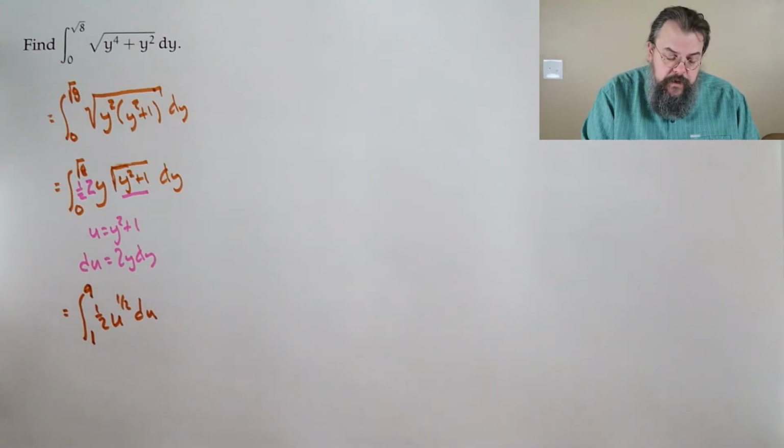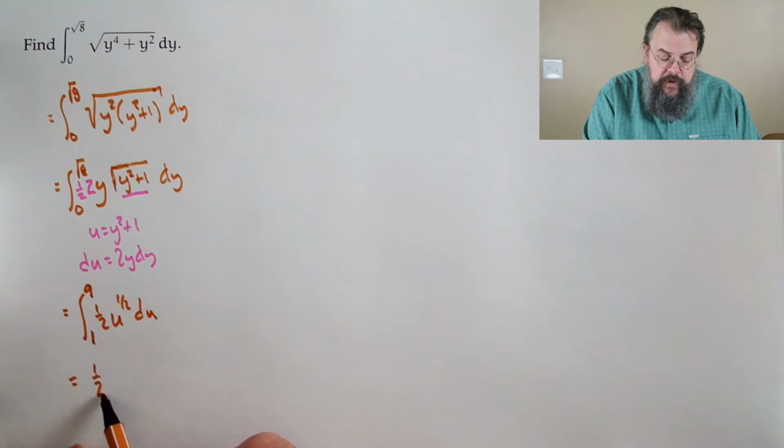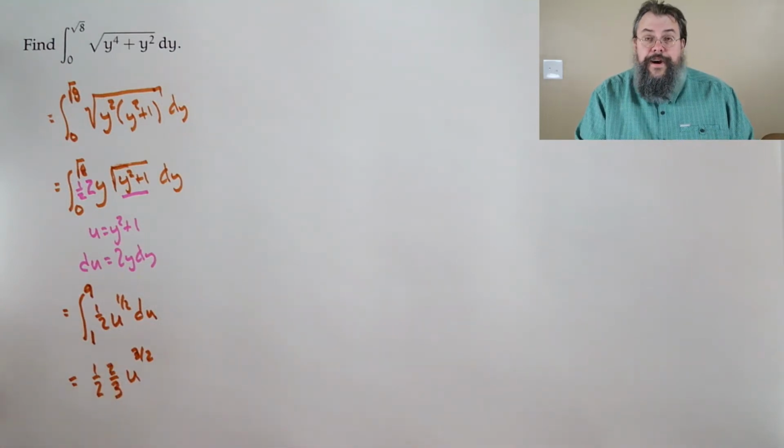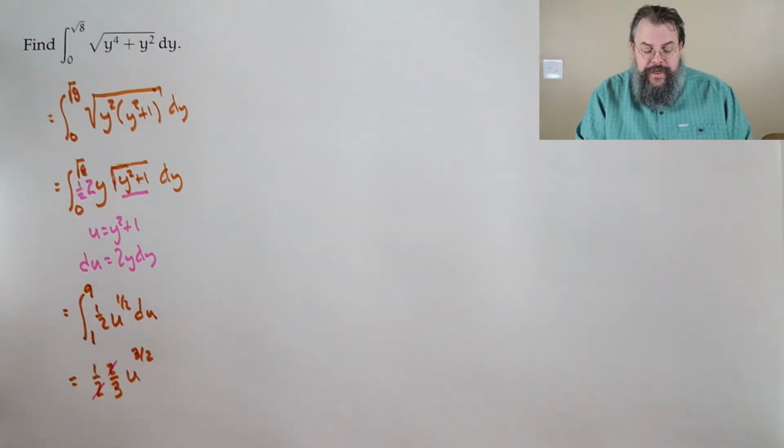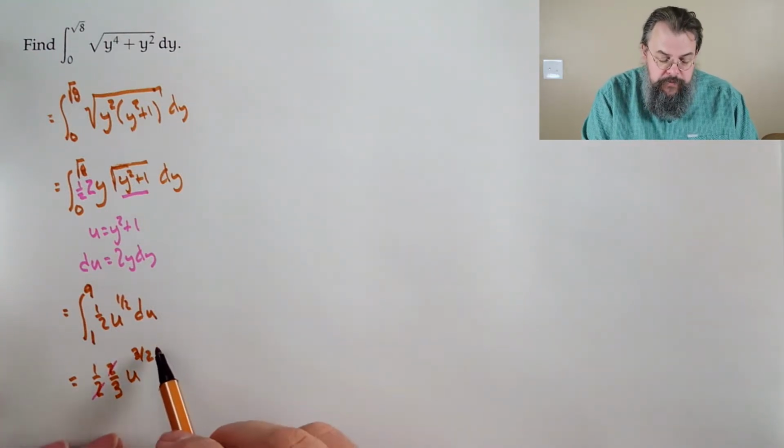All right, well, we can integrate here. So that would be 1/2 u to the power of 3/2 times the reciprocal of 3/2, 2/3. Ah, nice. The 2's cancel. Cool. So what do we end up with here?